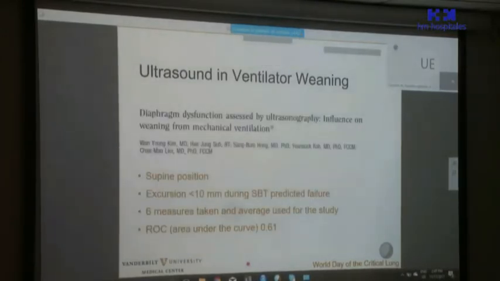What's I think more common is this definition and application where this group of investigators looked with the patients in a supine position, again, not at 45 degrees, but in a supine position. They were looking at the excursion of less than 10 millimeters during a spontaneous breathing trial. And if it was less than 10, they were able to identify failure from weaning from the mechanical ventilator. What they did is they took 6 measures, they took the average, and that is the measure that they recorded.